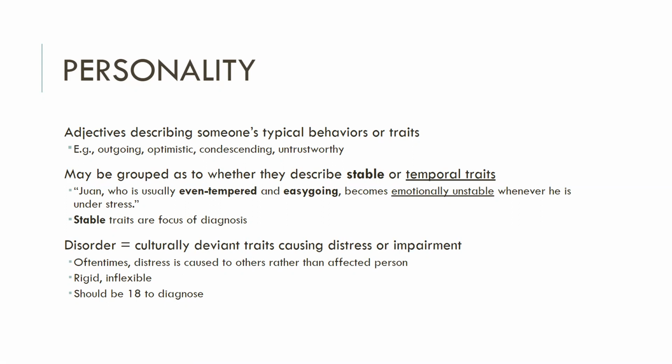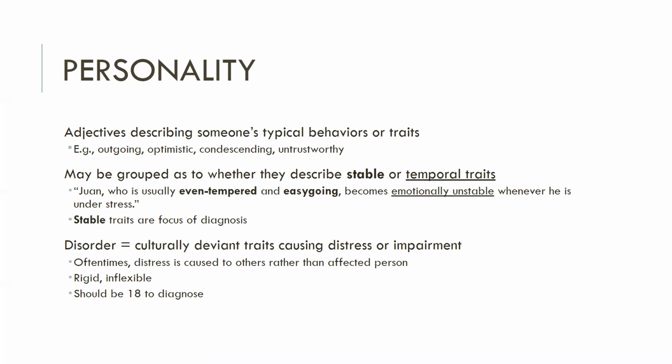So, what is a personality disorder? A disorder is an assortment of culturally deviant traits causing distress or impairment. A catch here, and a catch that is reminiscent of what we talked about in going over the bipolar disorders, is that the distress or impairment in these cases isn't always caused to the individual.